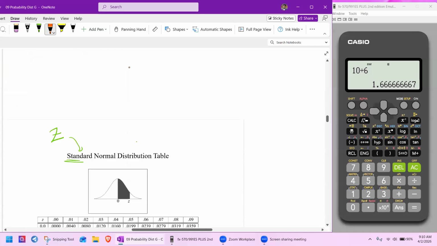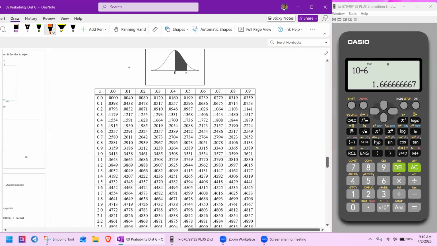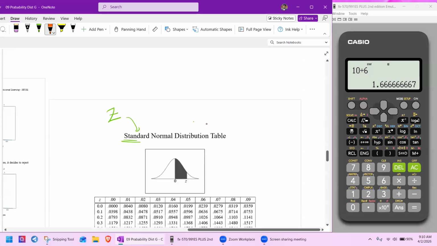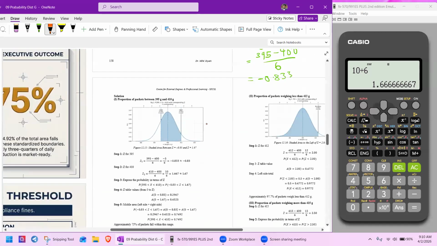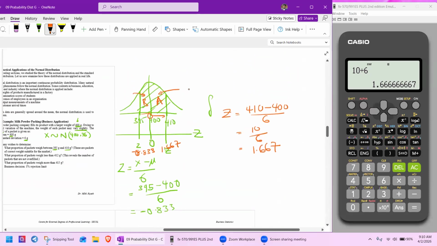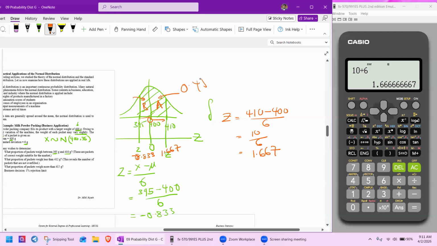1.667. For 1.66 that is 4515. This is 4515. And so we can also use the calculator.